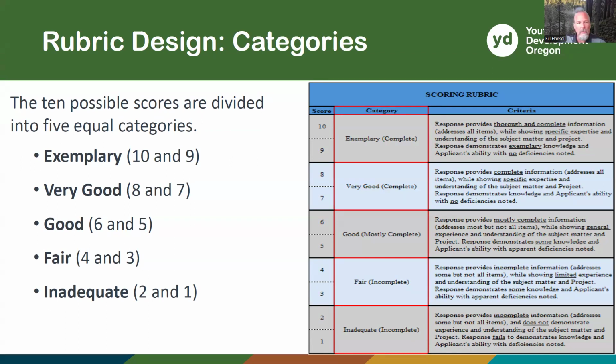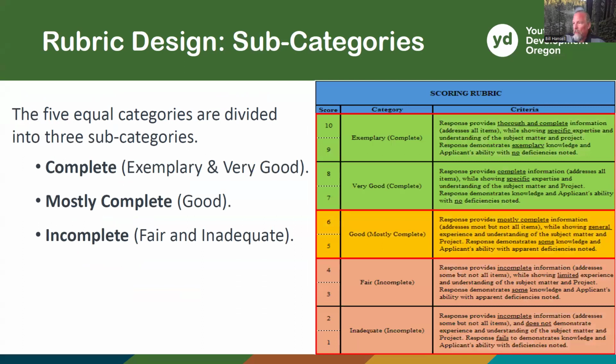Next slide, please. What you can then see is that the 5 equal categories are divided into 3 subcategories dealing with completeness of response. The green is the subcategory of complete, which is exemplary and very good.